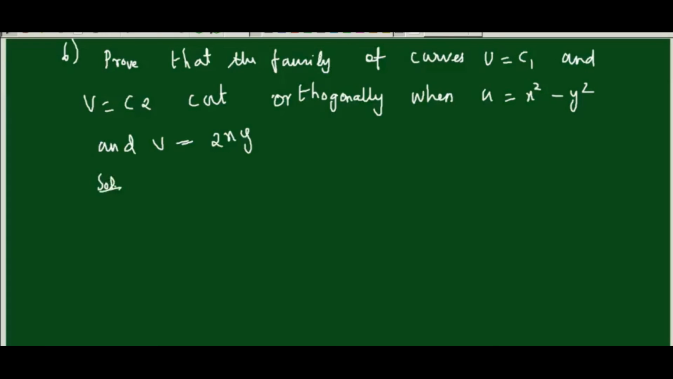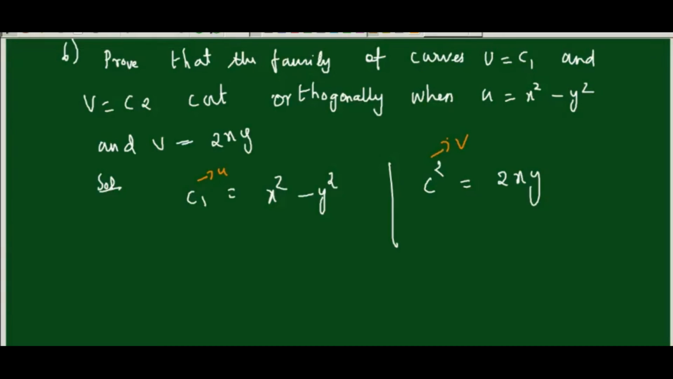Write the solution. So the given C1 is equal to x square minus y square, because U is equal to C1, right? So that's why I'm writing C1 directly equal to this. And what about C2? C2 is the other curve. C2 is equal to 2xy. Consider this is V.